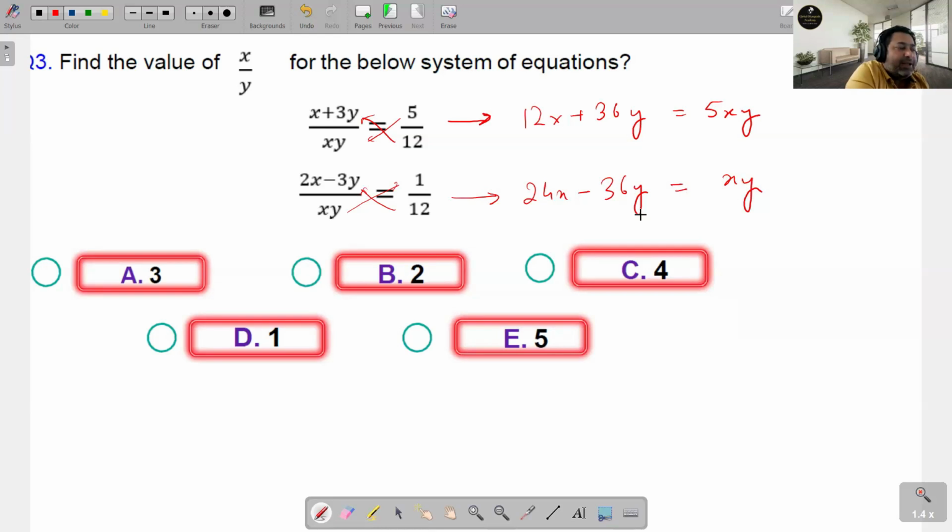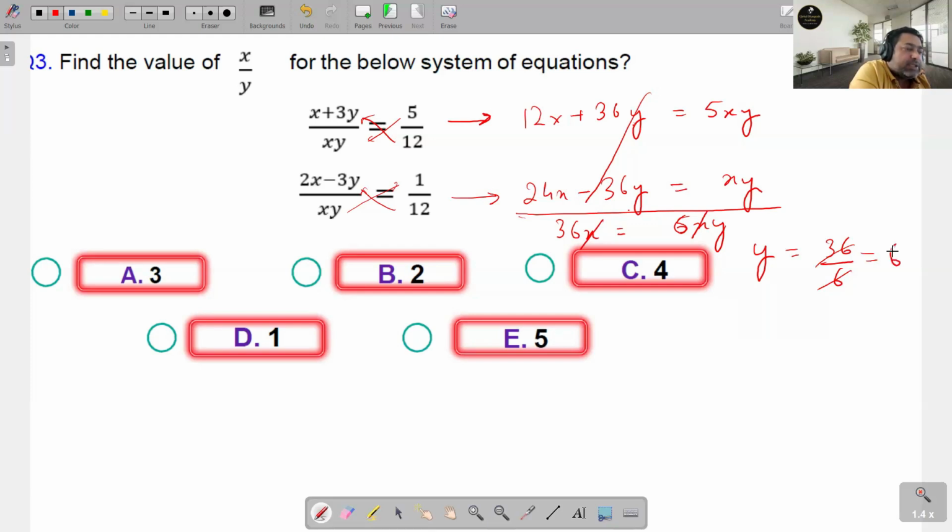All right. We can add these two equations because we see 36y and 36y are here. So if we add both these equations, these will cancel out and we'll get 36x is equal to 5xy plus xy, which is 6xy. We can cancel out the x and we'll see that y will be equal to 36 upon 6, which is equal to 6. All right. So we've got the value of y.